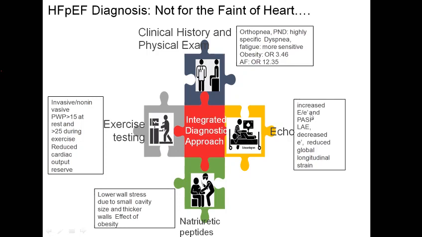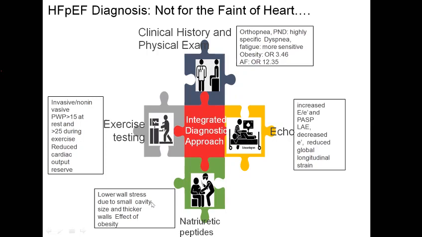And of course, the increased pulmonary artery systolic pressures, the left atrial enlargement, and the reduced global longitudinal strain. Even before the ejection fraction decreases, the global longitudinal strain decreases, and this is now available on many echocardiographic machines as an automatic measurement. And then you have these markers, but very peculiarly, the natriuretic peptides may not be quite sensitive, because in heart failure with preserved ejection fraction the LV size is smaller and the wall stress is decreased because of the cavity size as well as thicker walls, so they may not generate much natriuretic peptides.